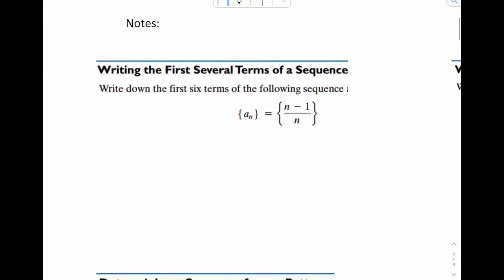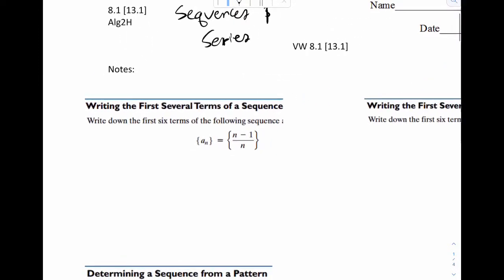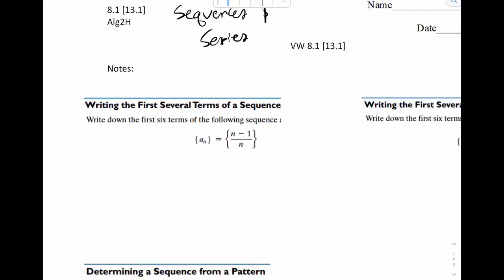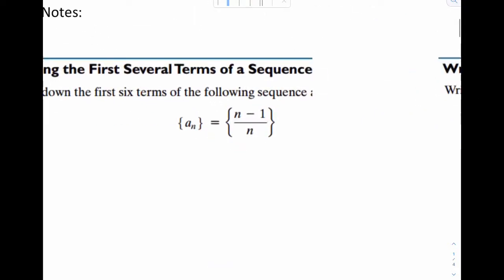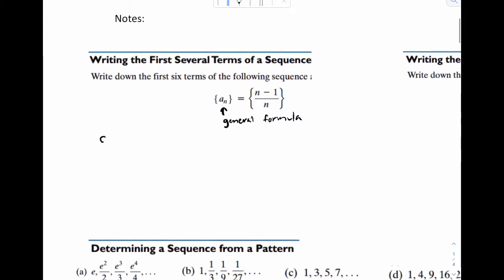This says write down the first 6 terms of the following sequence. So notice how it's defining the sequence right here for you, and it's saying A sub n. So A sub n, this is kind of like a general formula, and that's going to help you figure out all the terms. So the first term is going to be A sub 1, meaning we're going to plug in 1 for the n values. So I can see if I plug in 1, I get 0. So now for A sub 2, you're going to plug in 2, you're going to get 1/2.